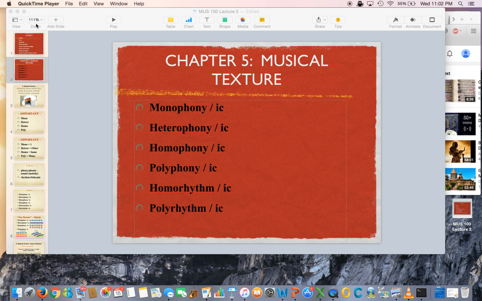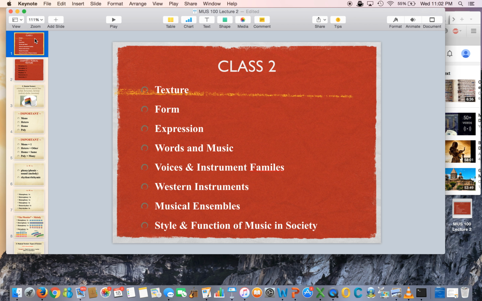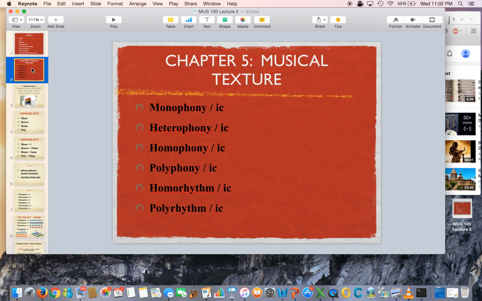All right, so here we go on class 2. The lectures for this class period are going to be over chapters 5 through 12, and they are as follows: texture, form, expression, words and music, voices and instrument families, Western instruments, musical ensembles, and the style and function of music in society. So we're going to start with chapter 5, musical texture.